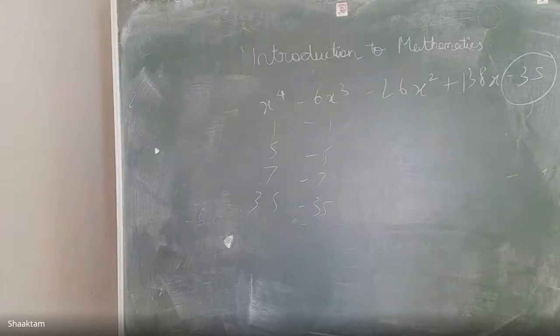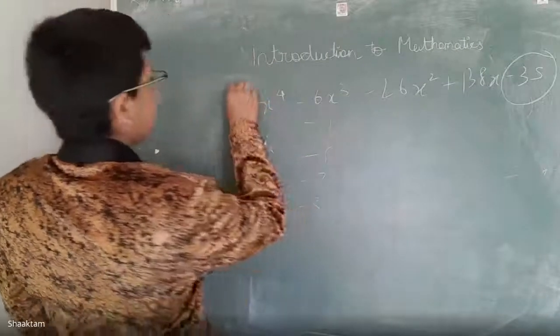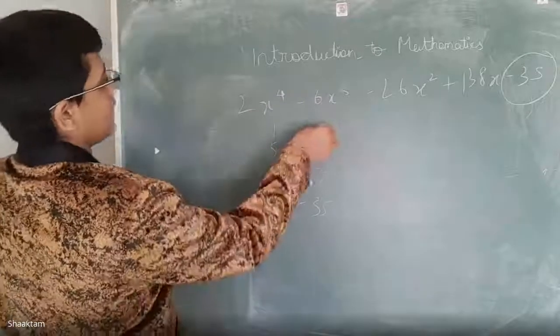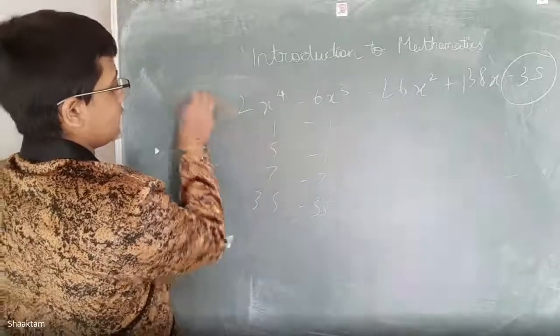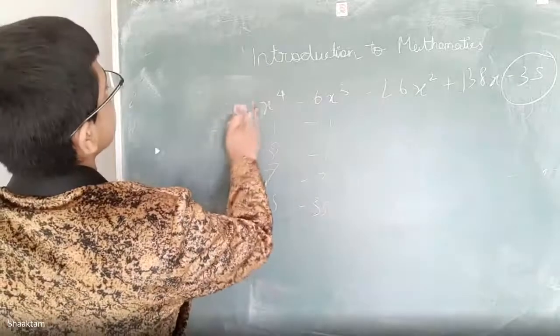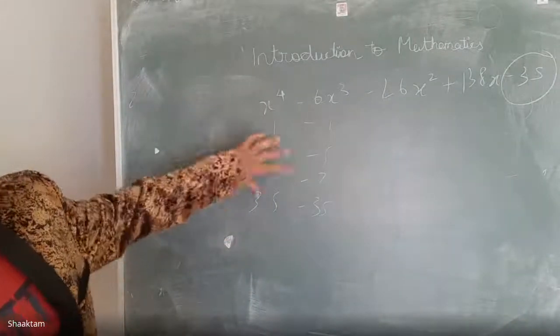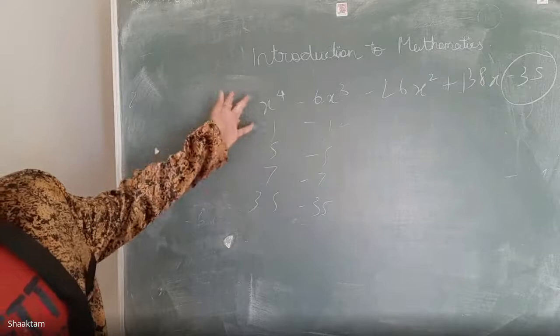Now, divide the factors of minus 35 by those of the coefficient of x raised to 4. We'll get a few numbers, but if it was 2x raised to 4, then we would have got 1 by 2, 5 by 2, 7 by 2, 35 by 2, and then negatives. But since in this case it's only 1 x raised to 4, they will remain the same. You're just dividing the factors by 1, so nothing changes in them, right?